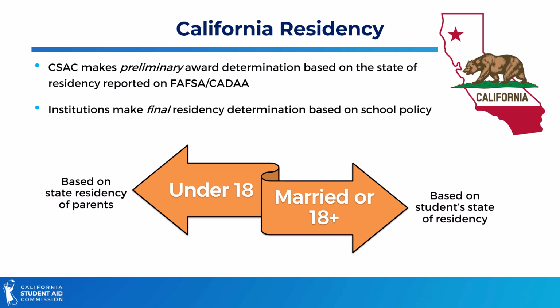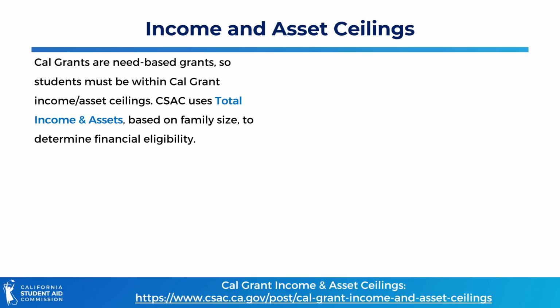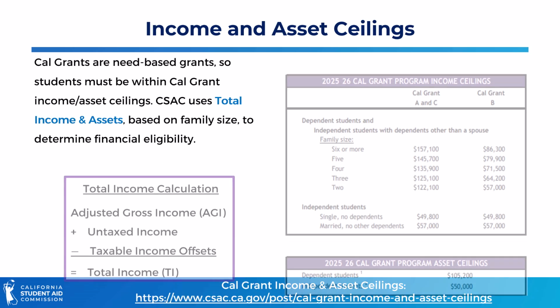If a student is married or over 18 years old, their state of residency is based on the student. The Commission makes the initial determination based on what is provided on the financial aid application, but institutions do make the final residency determination based on their residency policy. One of the Cal Grant requirements is that students are income qualified.